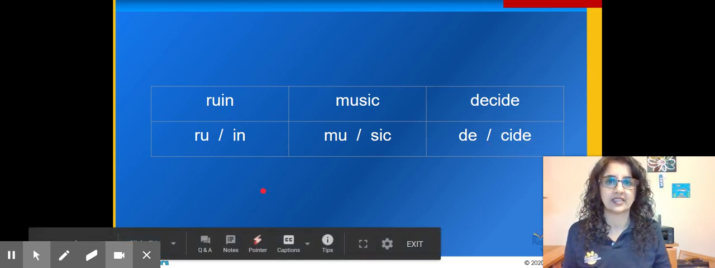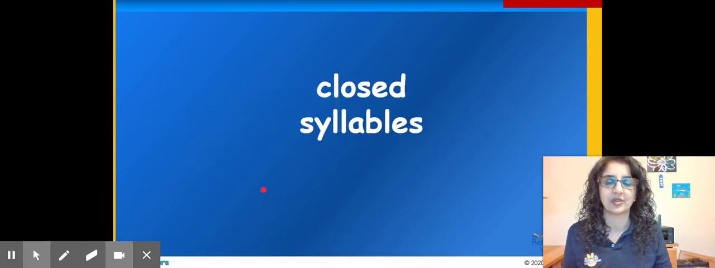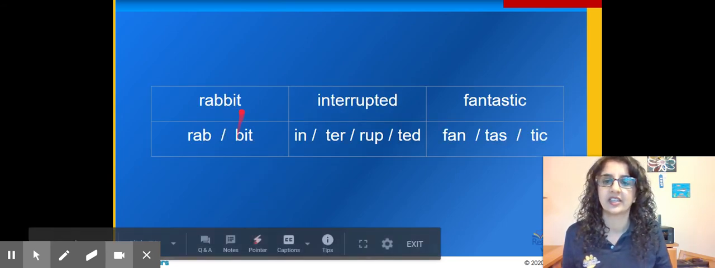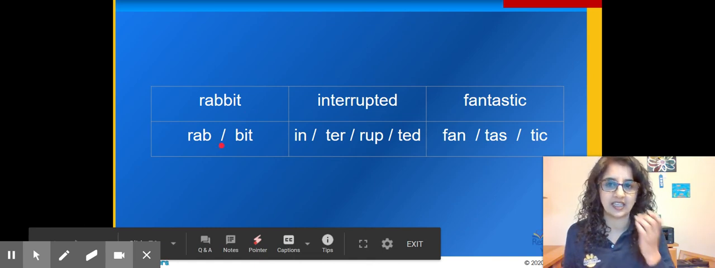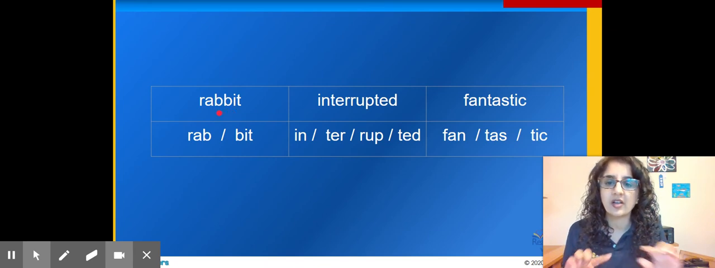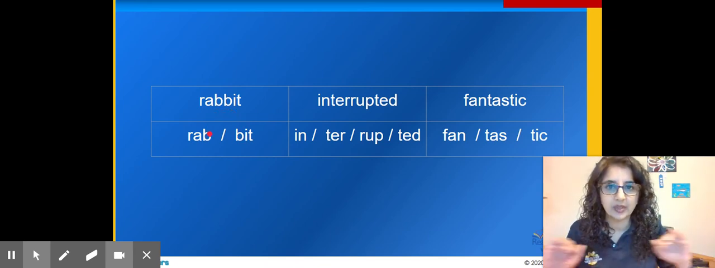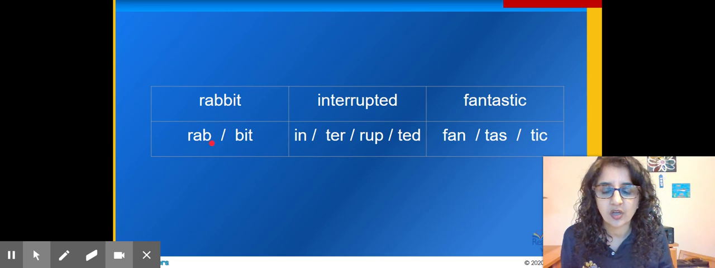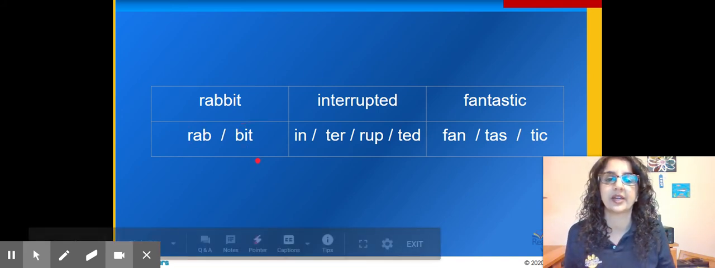Can you guess what the last syllable type is? It's a closed syllable. So closed syllables are syllables that end in what? A consonant. Okay, good. So here's an easy one first. Okay, put your fingers on the vowels, split them apart, split the B's. We have a closed syllable, so the vowel is going to say its short sound, rab. And it's going to say its short sound here, bit, rabbit, right?